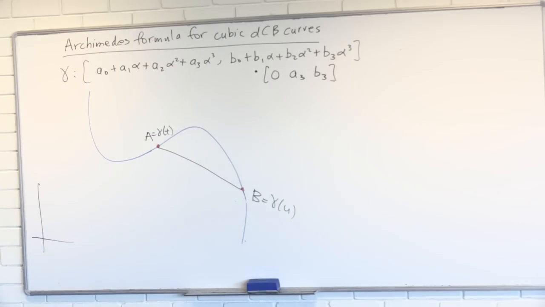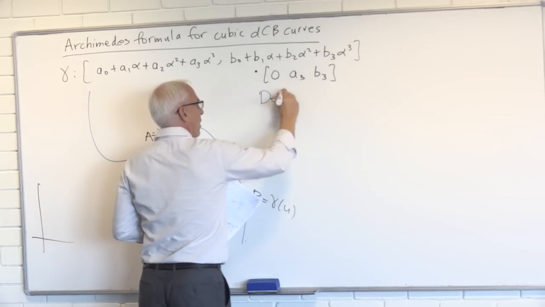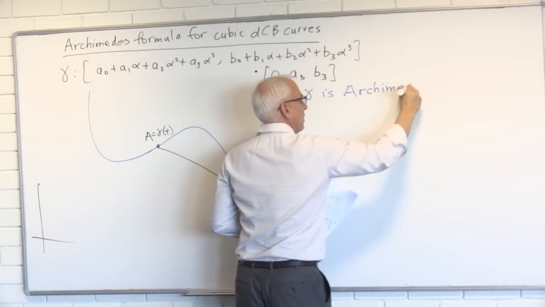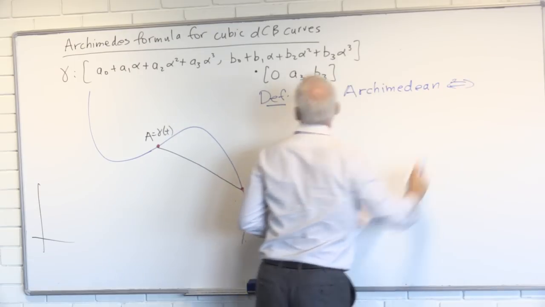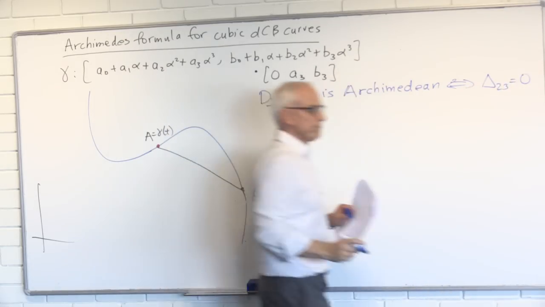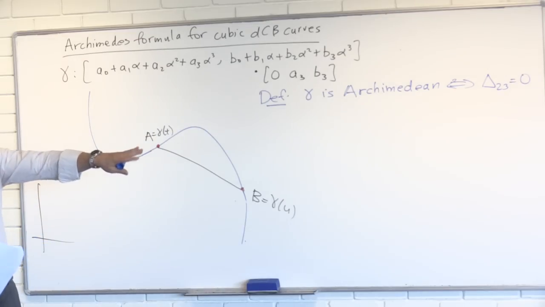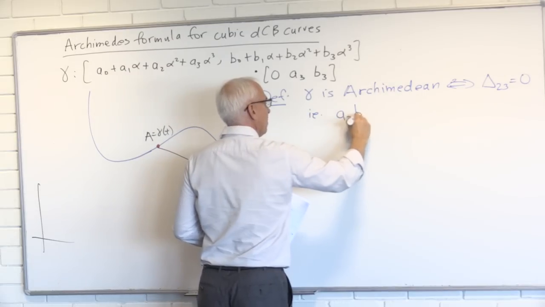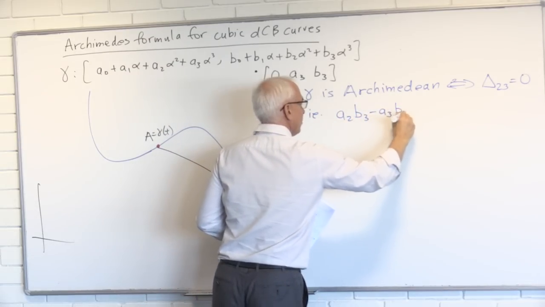Okay, so I'm going to now introduce the crucial property that these cubics have. So this is the general Casteljau Bezier cubic, but we're going to just restrict ourselves to special kinds. So we'll make the following definition. We'll say that the curve gamma is Archimedean precisely when delta 2, 3 equals 0. So delta is the analog of that thing that we saw already before. So this means, i.e., that a2 b3 minus a3 b2 equals 0.